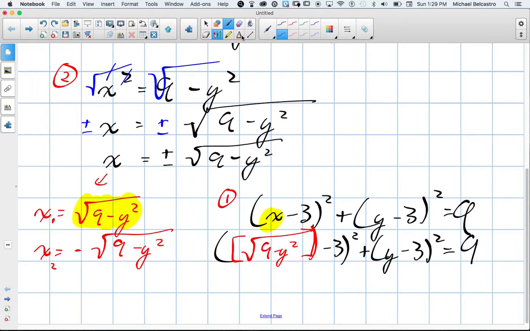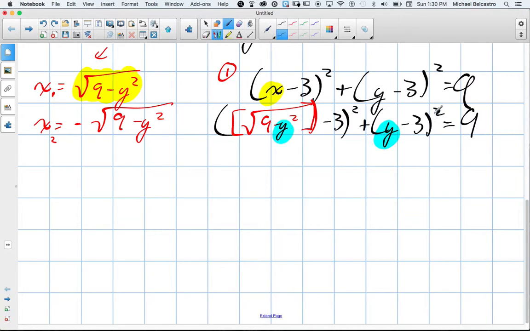So now the entire goal in this is to get our y's by themselves. There's a y here and a y here, so we want to get it by itself. We want to isolate for y. So we're going to go through this process of isolation here.